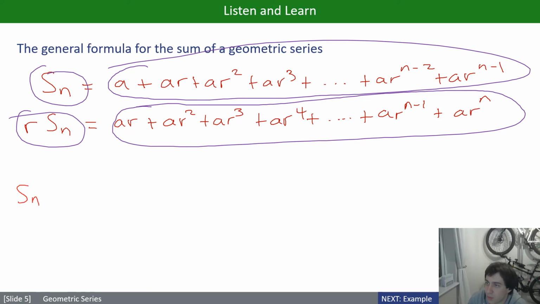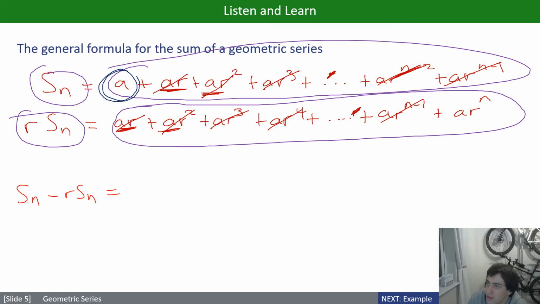I've got Sn minus rSn is equal to, and now imagine that top one here, and I'm going to take away what's on the bottom. And you can see already a lot of stuff is going to cancel out. For instance, this one here minus that one is going to go to zero, so I'm going to cancel that out. This ar squared and this ar squared are going to cancel. Ar cubed and ar cubed cancel. There's an ar to the 4 somewhere in the dot dot dots, and it's going to cancel with that one, right? That ar to the n minus 2 will cancel something in the dot dot dots. That ar to the n minus 1 cancels with this one. So all I'm left with after I take all that away is an a and an ar to the n.